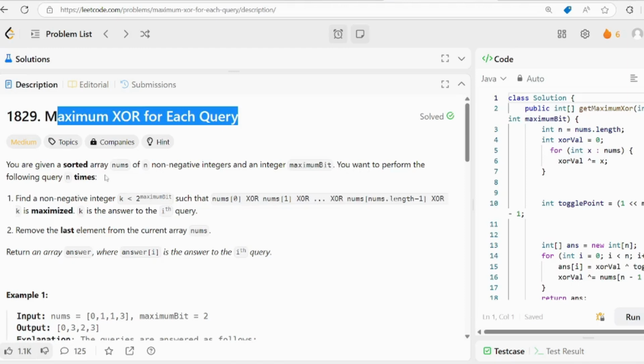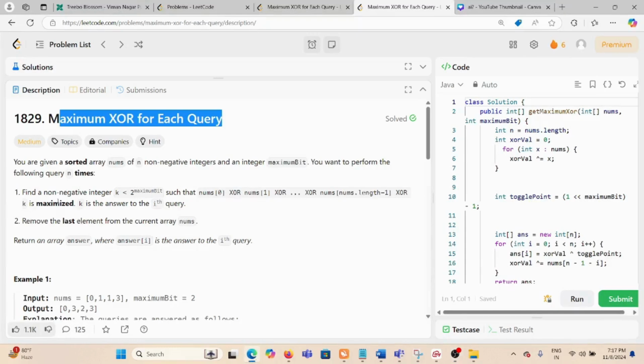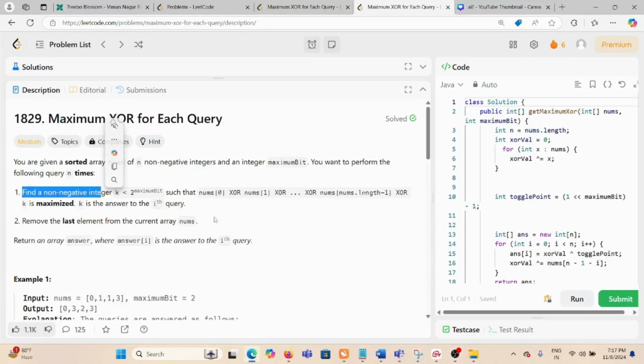So you want to perform the following query n times. There are two queries based upon this array. Number one is find a non-negative integer k such that k is less than 2 to the power maximumBit. So if we take 2 to the power of this number, whatever value comes, k should be lesser than that. Okay, this k should be smaller.